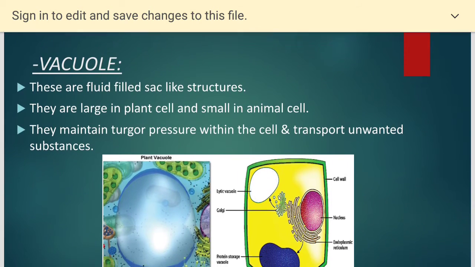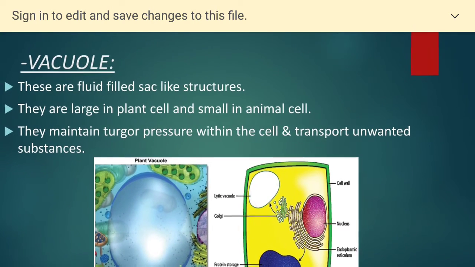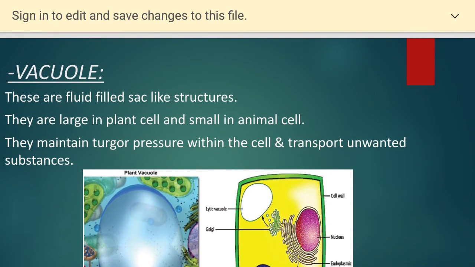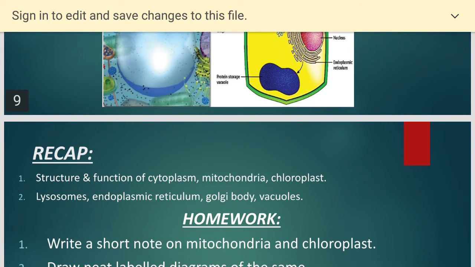Our next cell organelle is vacuoles. As we have already seen, vacuoles are sac-like structures. They are large in plant cell and small in animal cell. They maintain the turgor pressure within the cell and transport the unwanted substances. Vacuoles give turgidity and stiffness to the plant and the animal.